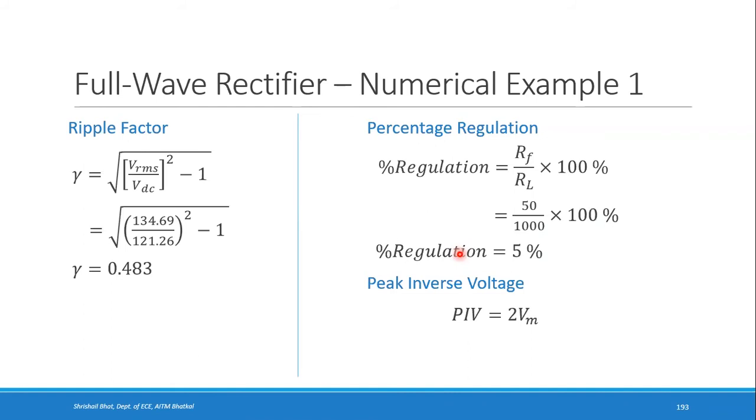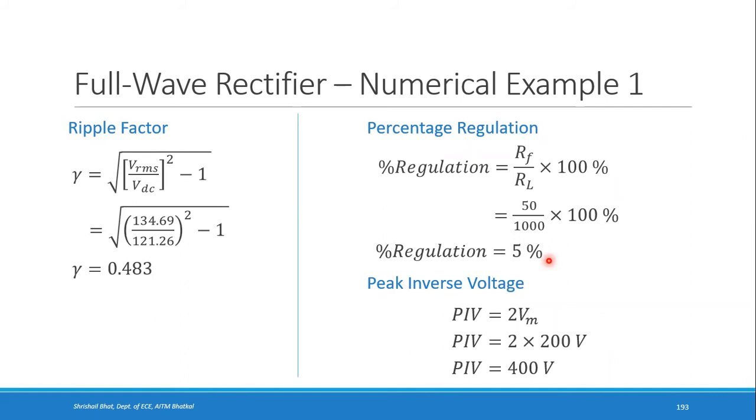Then peak inverse voltage also you can find. Peak inverse voltage is 2 into Vm in case of full wave rectifier. Vm you have found to be 200. 2 into 200 is 400 volts. So peak inverse voltage is 400 volts. Though it is not asked, we have just calculated it. If it is asked in any problem, we should be able to solve it in a similar way, right? So that's about this example.